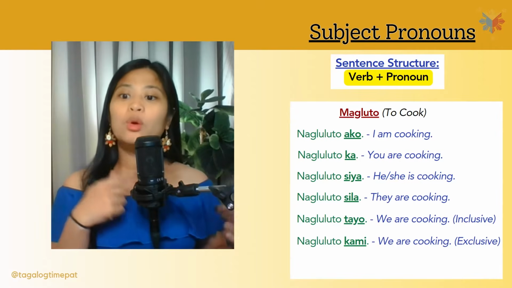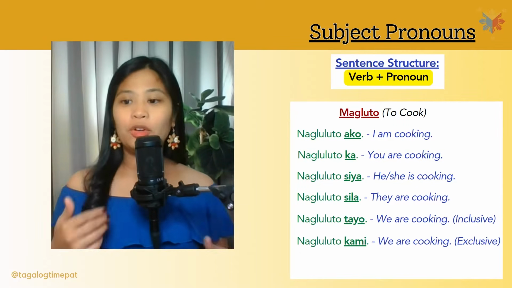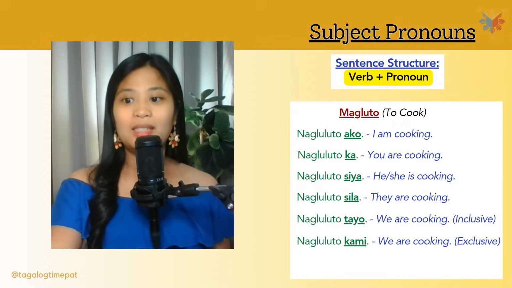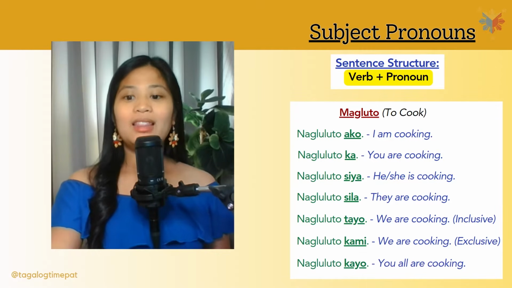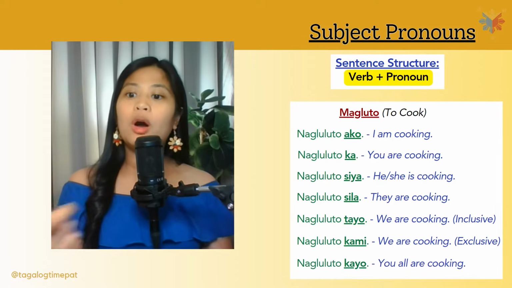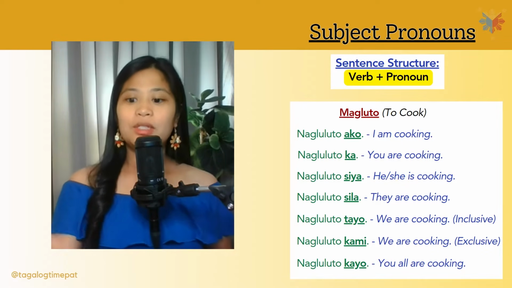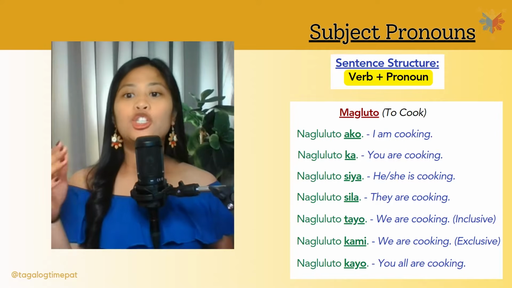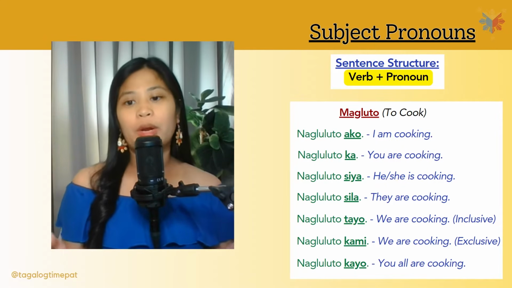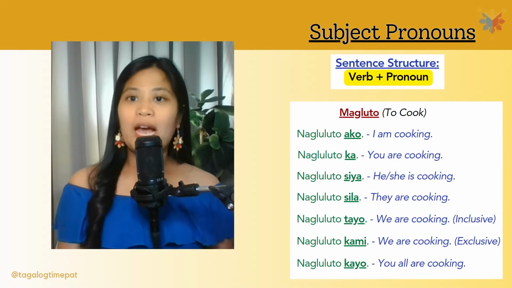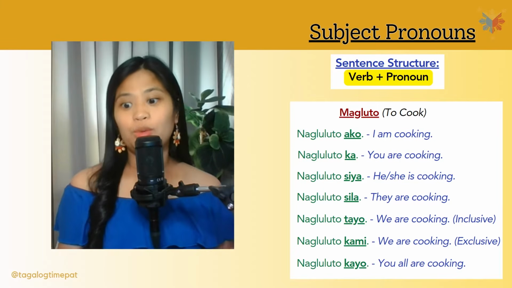Nagluluto kami, we are cooking. So me and my husband Chris, nagluluto kami. That's exclusive. And then nagluluto kayo, you all are cooking. Maybe you all as a class, you all are cooking. So this is a good slide to know just because it shows how you can put the verb and the pronoun together, and then it shows how the different subject pronouns are used.